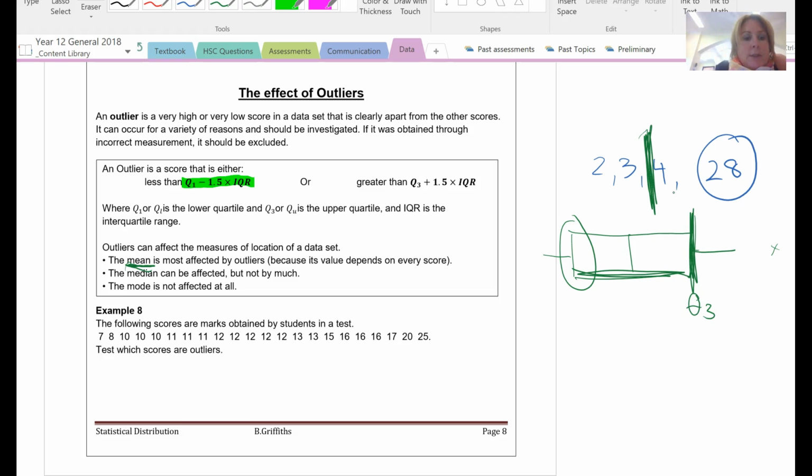Okay, let's have a look at this. The following scores are marked. Test if there are any outliers. The first thing we need to do is find the interquartile range. So I'm going to cross 5 off from each end to start with. 1, 2, 3, 4, 5. 1, 2, 3, 4, 5. There's my middle.